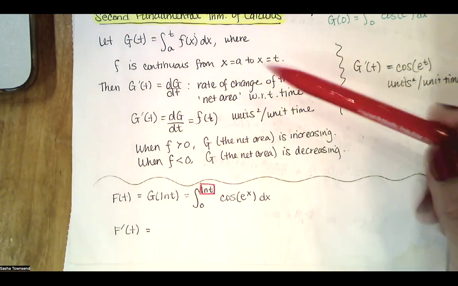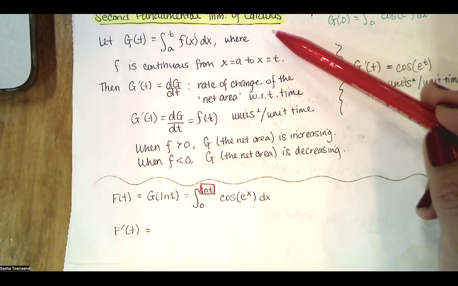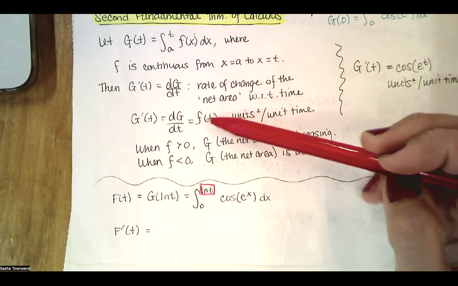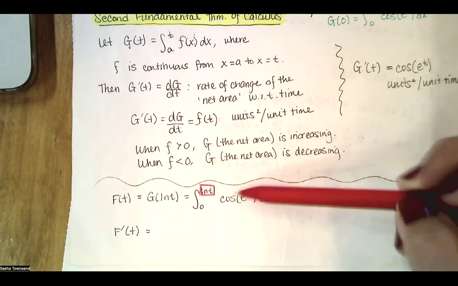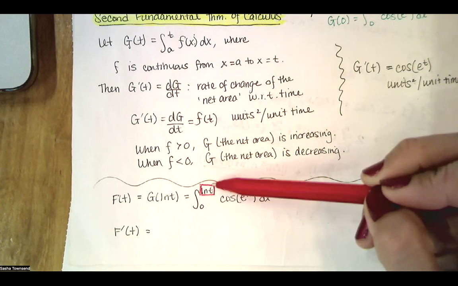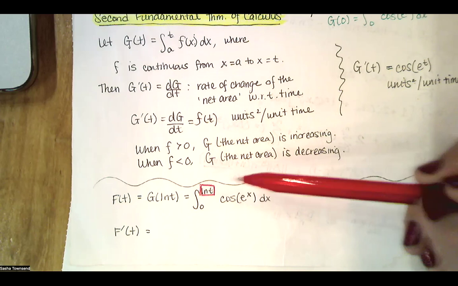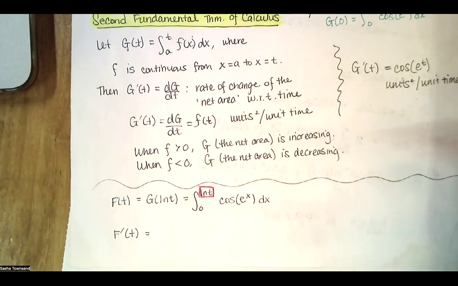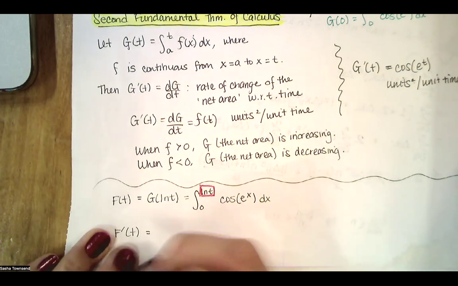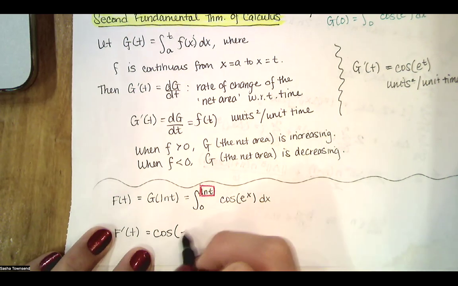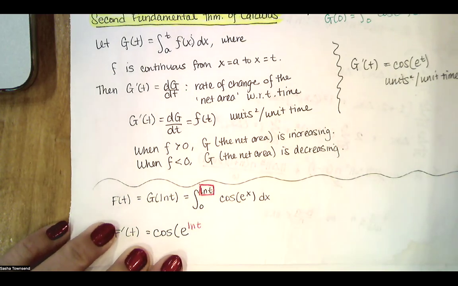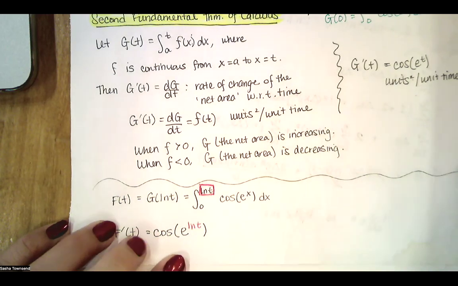Now, according to the second fundamental theorem of calculus, the derivative of something that looks like this is just the integrand evaluated at t. So when I see a function of t here rather than just a t, I know the derivative of the outside is just the integrand evaluated at this inside function. So it's again the derivative of the outside evaluated at the inside times the derivative of the inside.